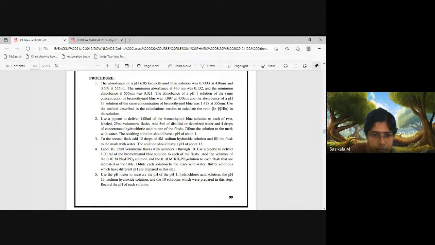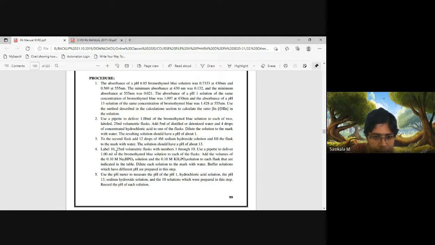To the second flask, add 12 drops of 4 molar sodium hydroxide solution. Fill the flask to the mark with water. Which flask? The 25 ml volumetric flask, the mark will be there. So you have to make up to the mark with water. So this will have pH 13. Since sodium hydroxide is a basic buffer, it will give pH 13.